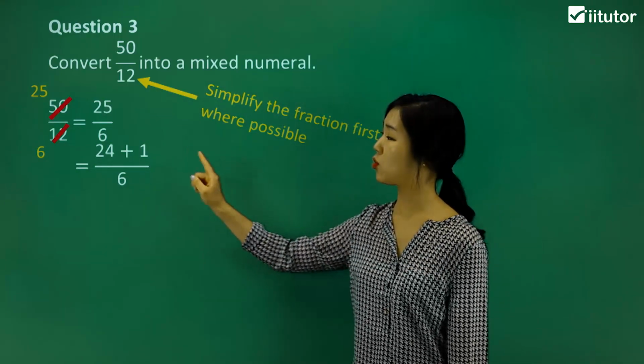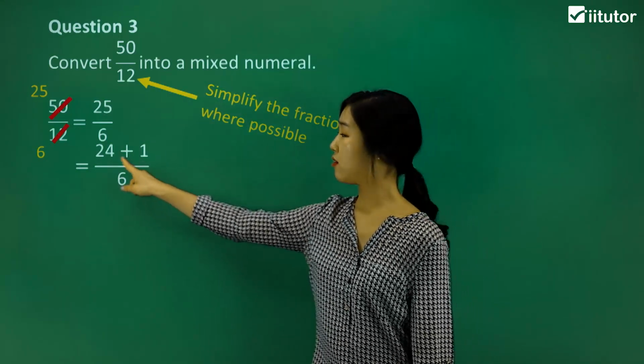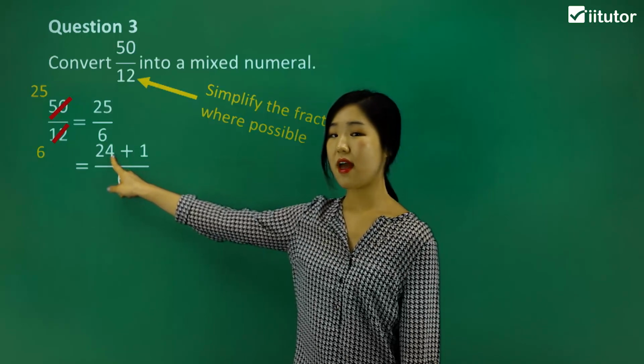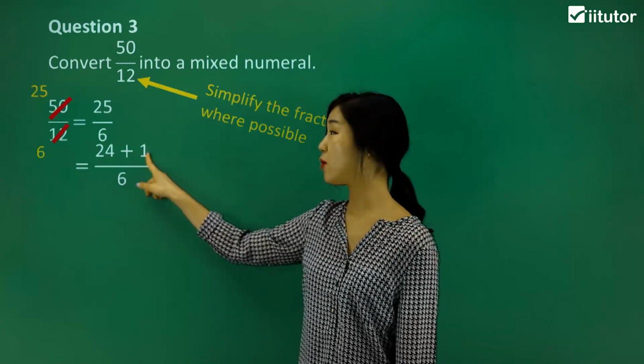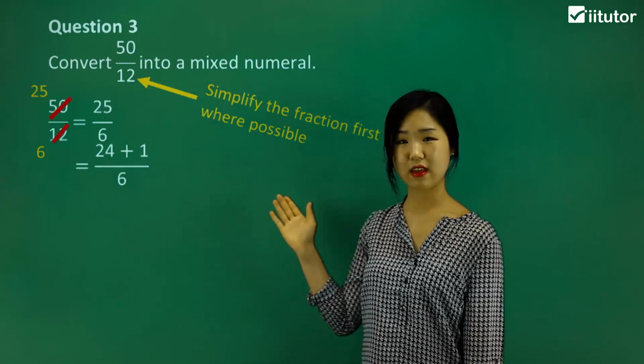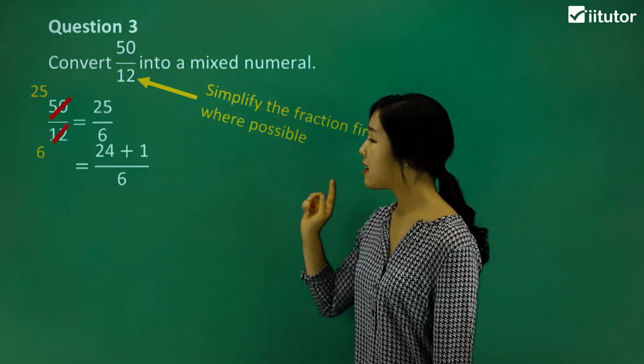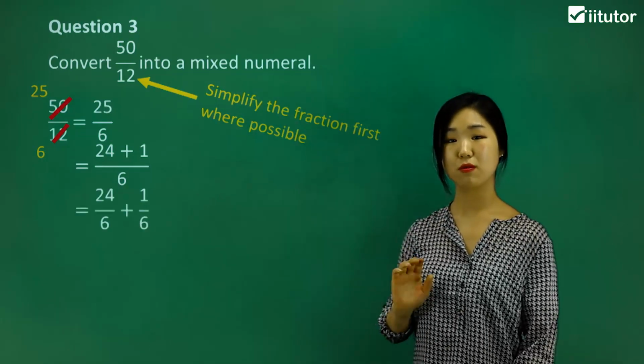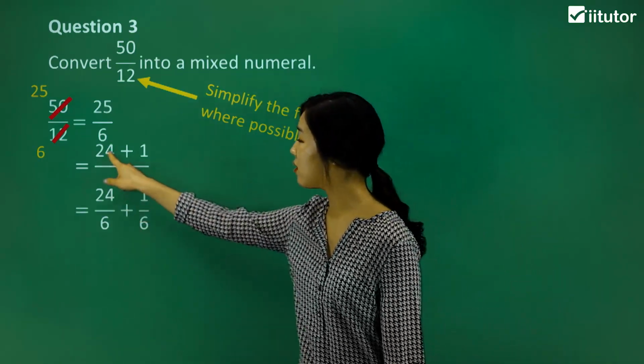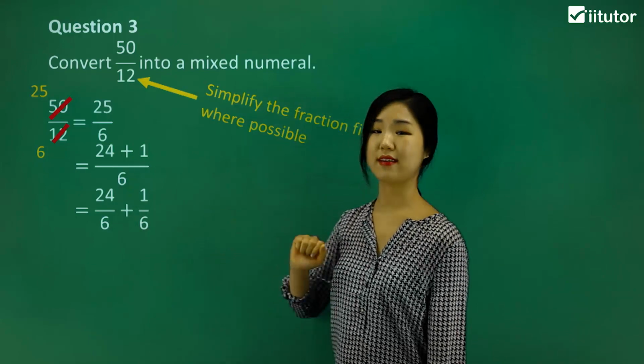See how I picked 24 and 1? 24 is 6 times 4, and then I know that by adding 1, I will get us back to 25. That's how I did the separation. Exactly the same thing as I did in question 1 and 2. Now let's do the separation for the fraction. So we can split it into 2 separate fractions, 24 on 6 plus 1 on 6, like that.